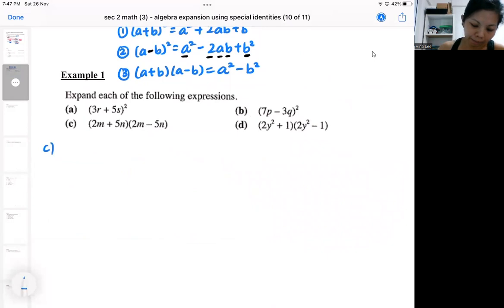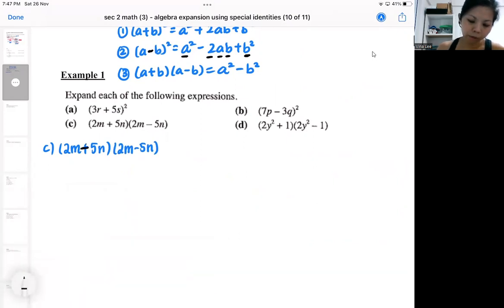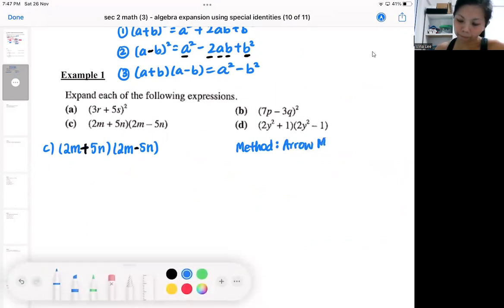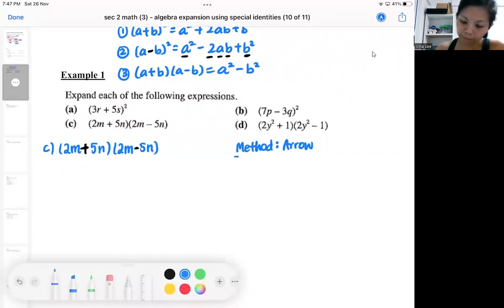So for part C, you must realize that the two brackets are identical. Almost identical except for the plus minus. So they are almost identical except for the plus minus. So let's try the arrow method. So I'm going to try the arrow method.